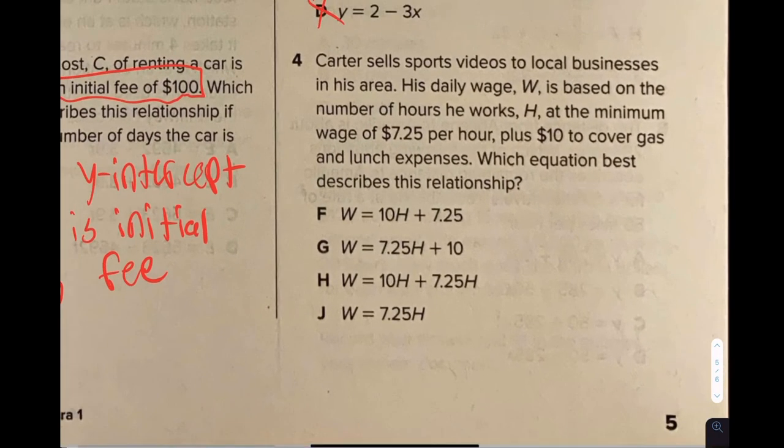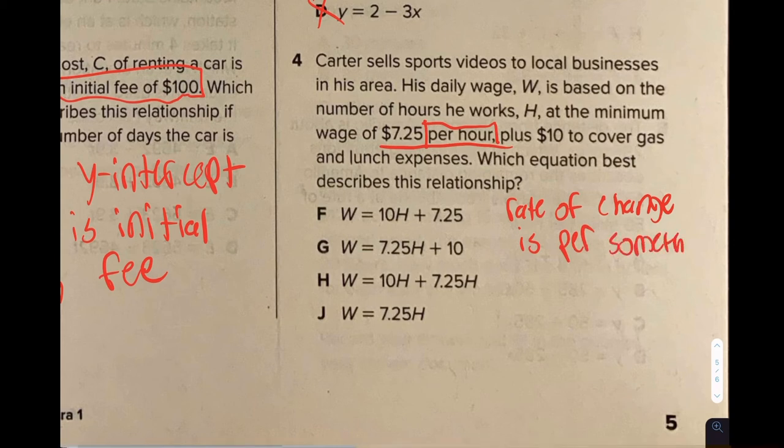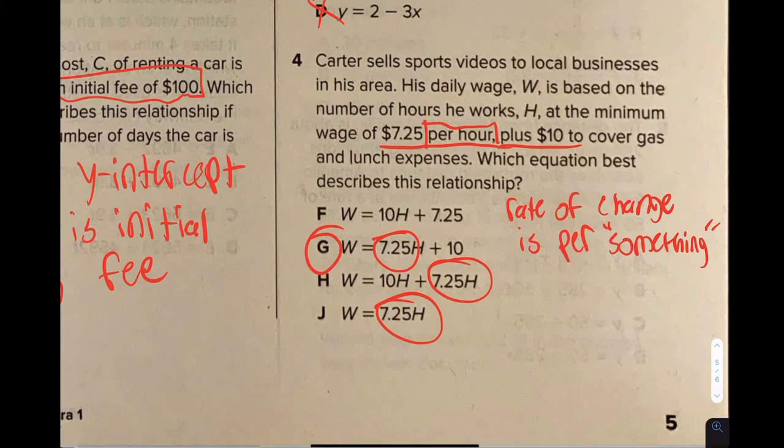Here we have a word problem, minimum wage of $7.25 per hour. Per hour is a rate of change. If you ever see per month or per year or per day, this is going to happen every hour, every second. That's the rate of change, which is the slope. So we need to pick one that has 7.25, multiplying the variable. And then it says plus $10. So let's pick the one that has a plus 10, which is G. Easy.